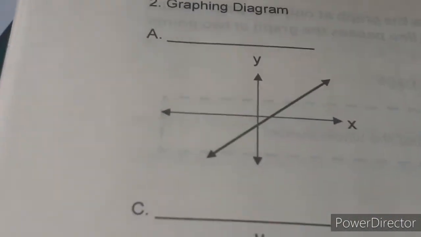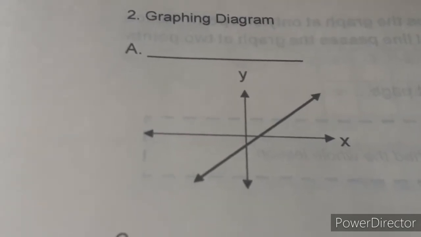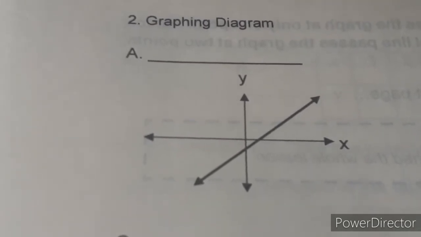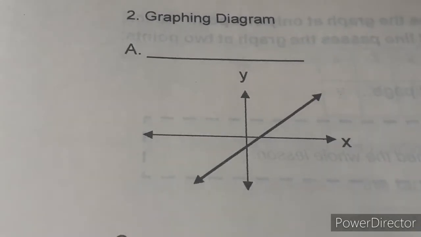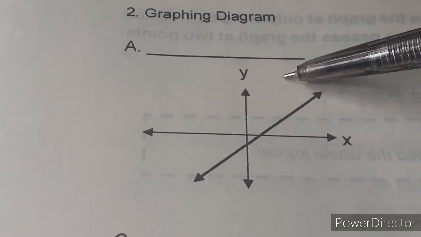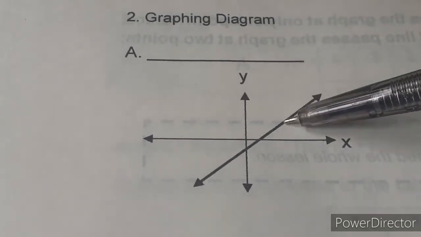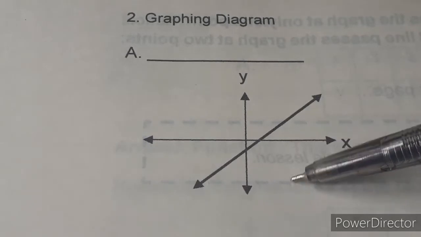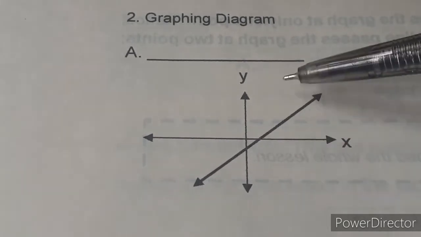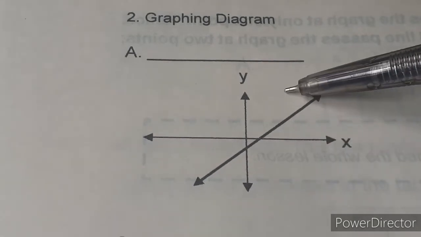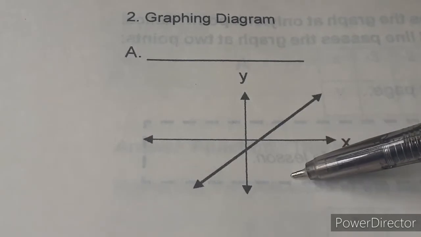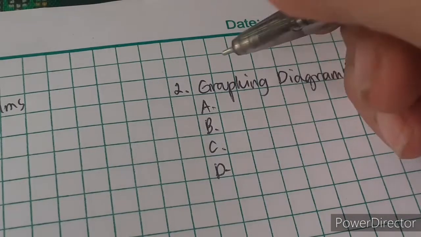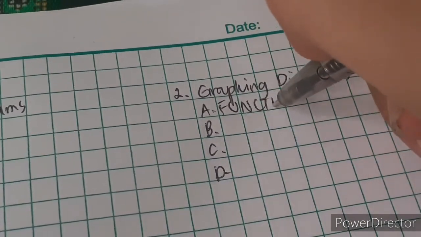So for number 2, we have this diagram, letter A. So for this one, as you can see, if we draw a vertical line here, it will only pass the graph once. So therefore, if it will pass the graph only once, then this is a function. So in your notebook, there should be function there.